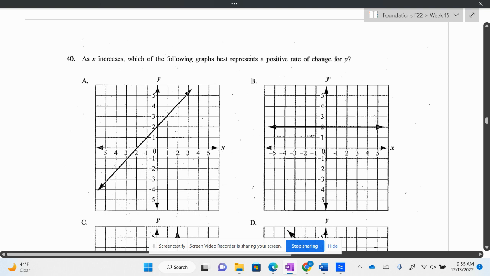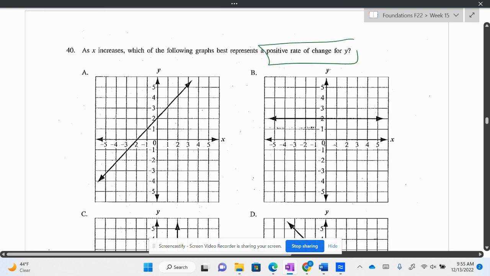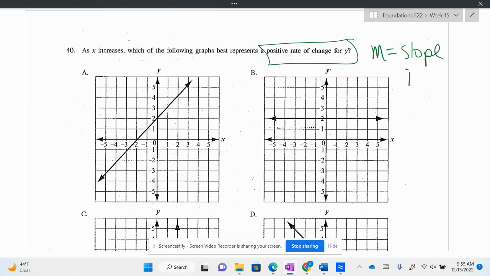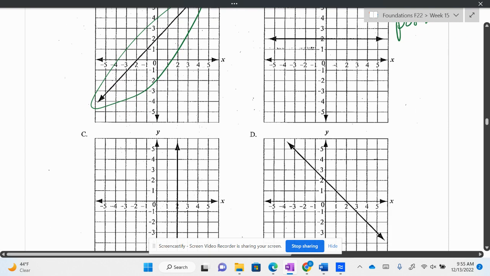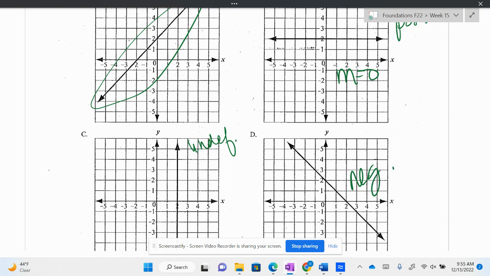As x increases, which one has a positive rate of change? That means which one shows positive slope? Rate of change is the same thing as slope. Positive slope. This has 0 slope. This has undefined. This, my slope is 0, and this has negative.